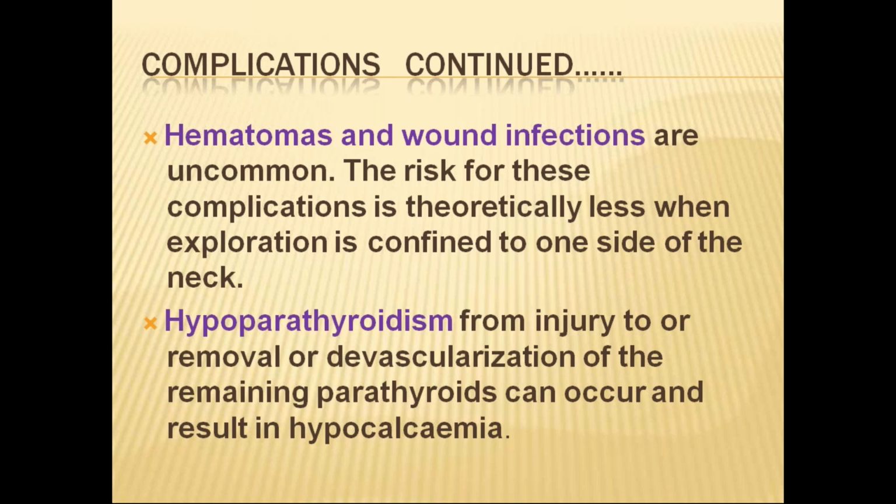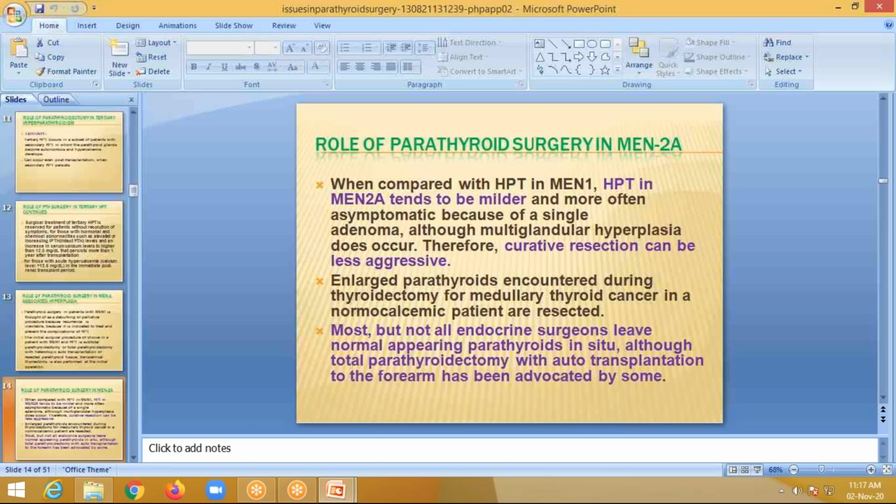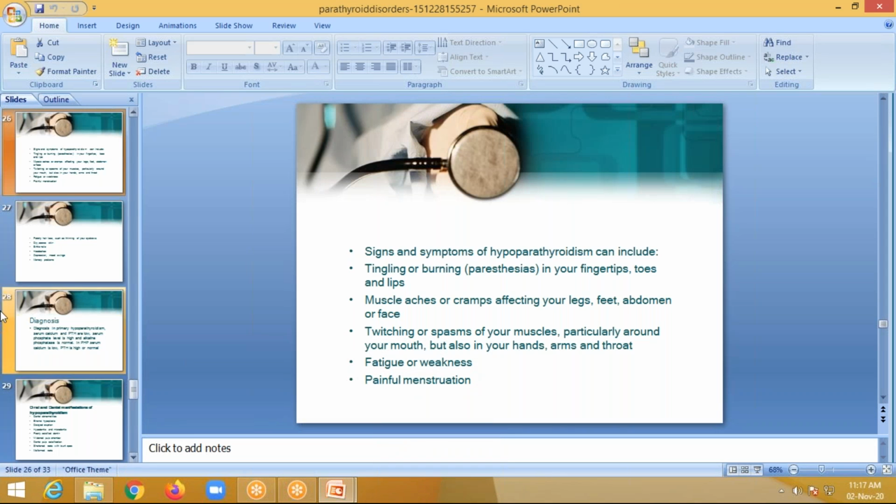And there is something called Trousseau's sign, where you apply a tourniquet, a BP apparatus, to the arm and apply pressure. The hand will go into immediate tetany. Tetany is nothing but you squeeze your hand and stay in that position. These are the post-op complications.